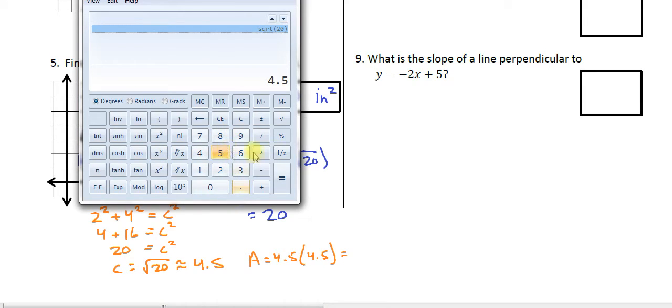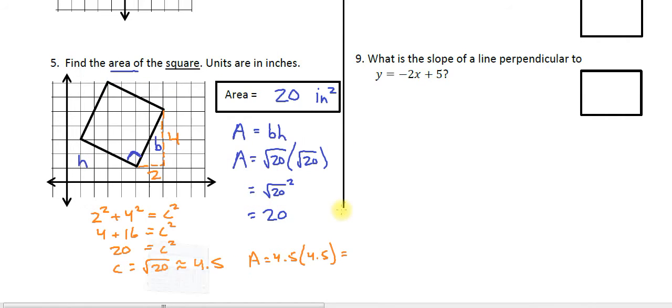4.5 times 4.5 equals, and notice you get a little bit different answer, 20.3 if I rounded that. So it does introduce a little bit of an error if you end up actually resolving the square root and saying it's going to be an approximate answer.